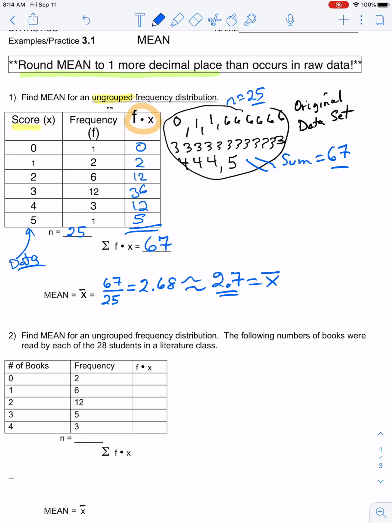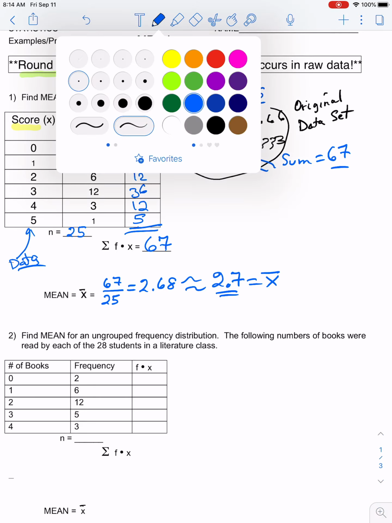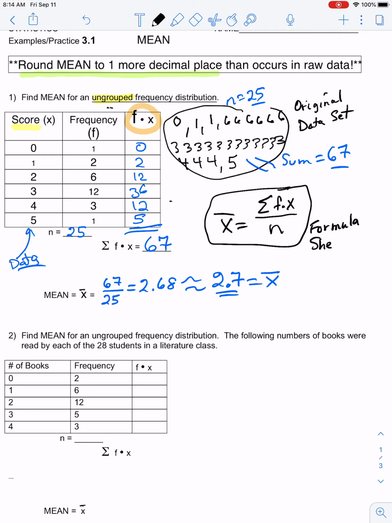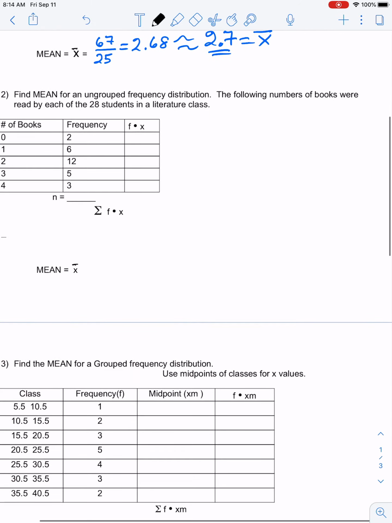If I were to fill in your formula for the average from an ungrouped table, we're working with the sum of F times X, that was the third column, divided by N. That's the formula for the mean of ungrouped data. You'll want to add that to your formula sheet. All right, let's take a look at a second example.